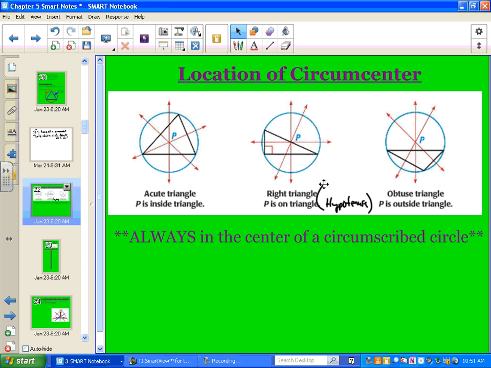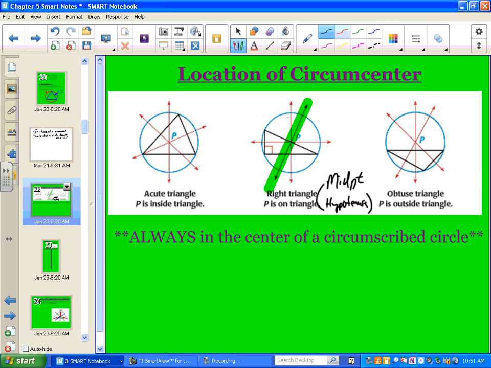Very good. One of these is the perpendicular bisector of the hypotenuse. This line right here is the perpendicular bisector of the hypotenuse, which means that it's intersecting it there, so that has to be the midpoint of the hypotenuse. That's one way you could have recognized it.